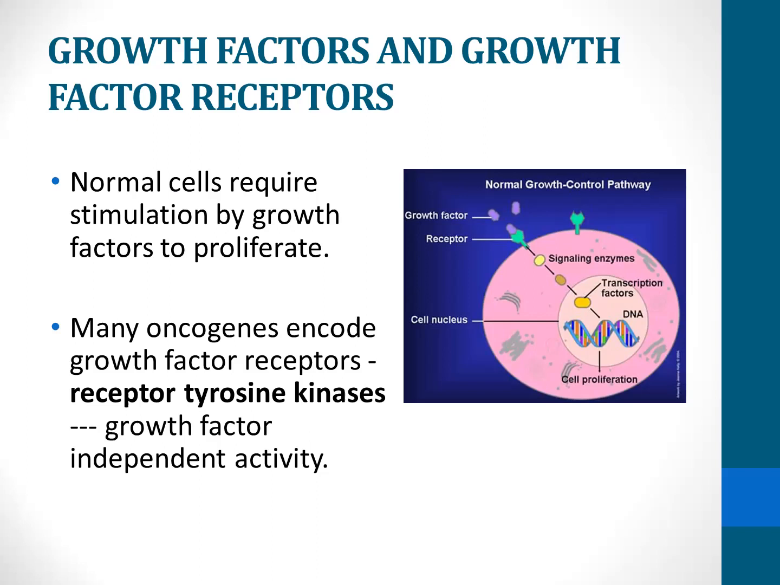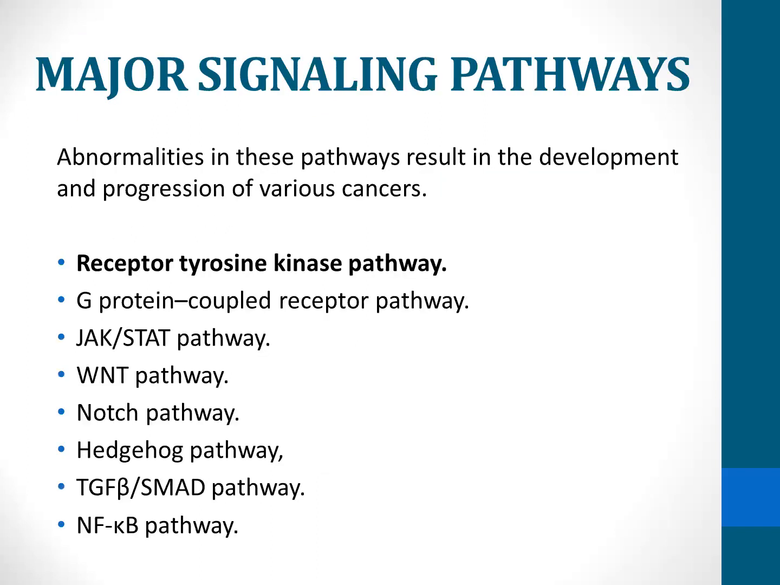They are self-sufficient in their growth signaling, and they keep on proliferating in the absence of any growth factors. Many of the oncogenes include growth factor receptors like receptor tyrosine kinases, which have independent activity. They are not dependent on the growth factors for their growth. These are the major signaling pathways which are affected in various cancers.